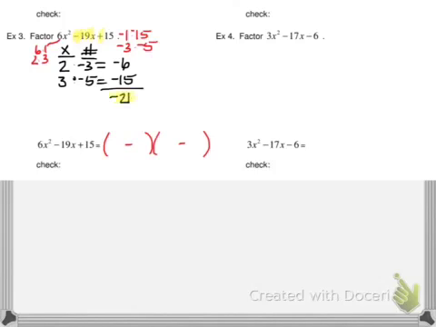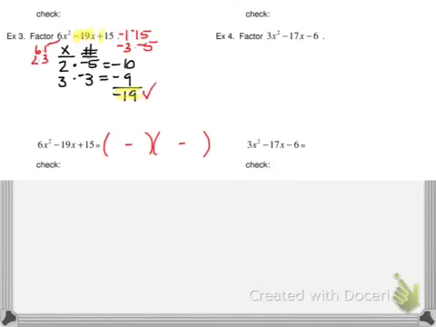However, we're close. So I'm going to look at maybe switching one of my terms, flipping them and putting them with a different number. Let's try multiplying our negative 5 times 2, and our negative 3 times 3. So 2 times negative 5 is negative 10, and 3 times negative 3 is negative 9. When I add those together, I get negative 19, which is the correct number that we're looking for in our middle term.